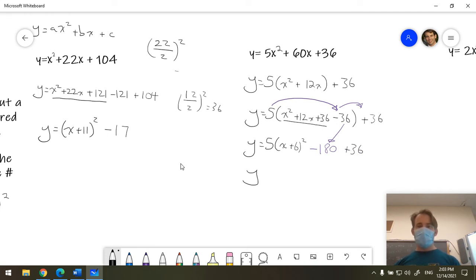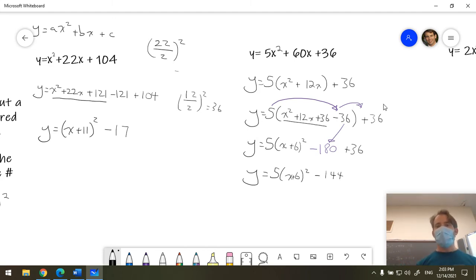And now just settle that up. Y is equal to 5 times x plus 6 squared. Oops, x plus 6 squared minus 180 plus 36. Well, that's minus 144. Okay, working with a lot of favorite numbers today.